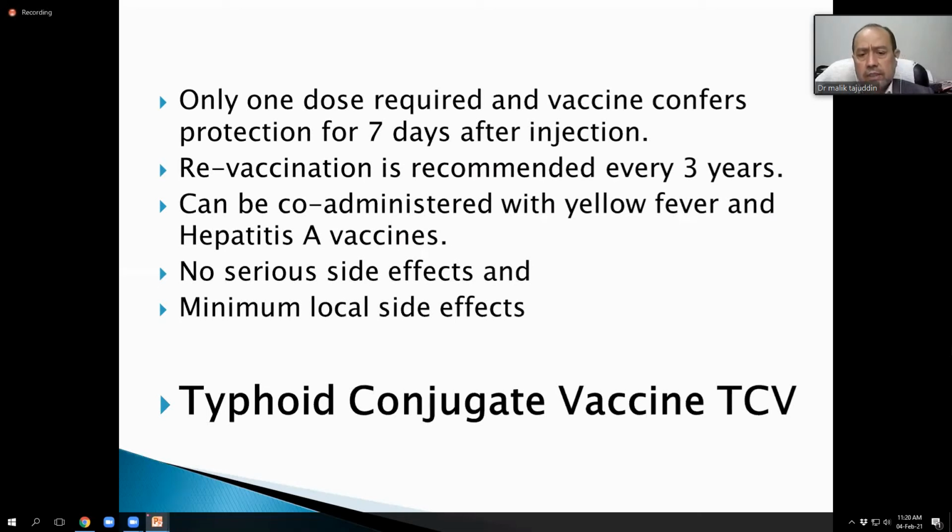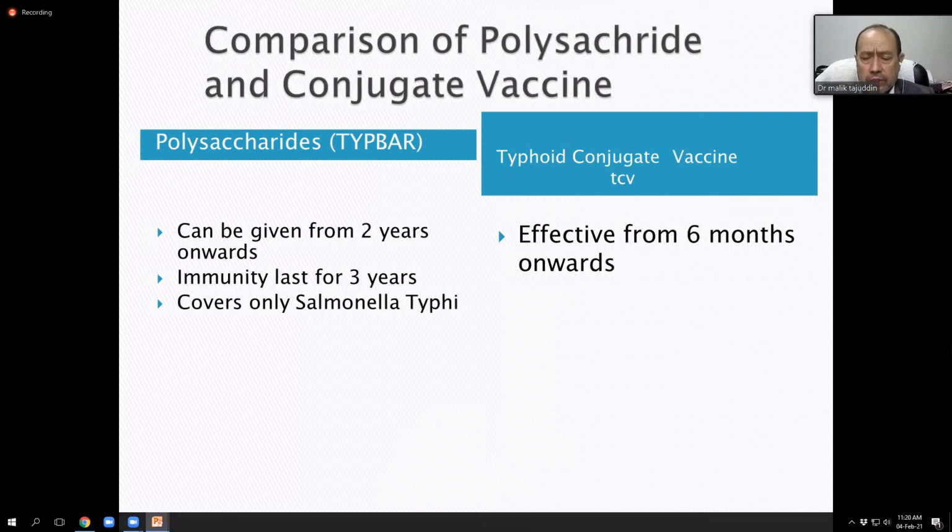There is another vaccine which is available, and this is called the conjugate typhoid vaccine, TCV. Conjugate typhoid vaccine can be given to children from 6 months of age. This is its advantage. Otherwise, the efficacy is almost the same for both.